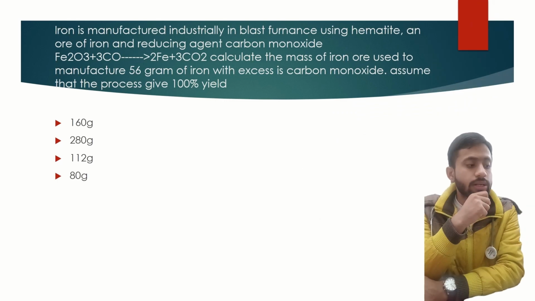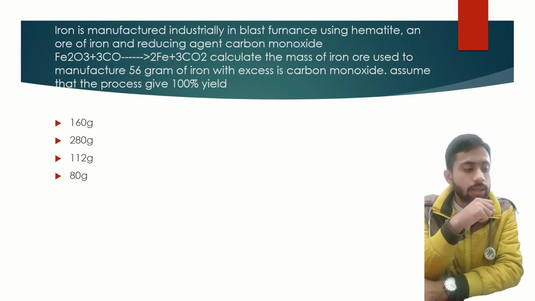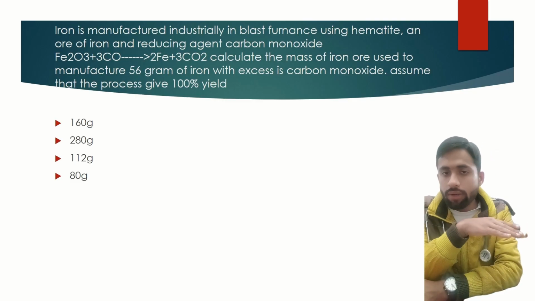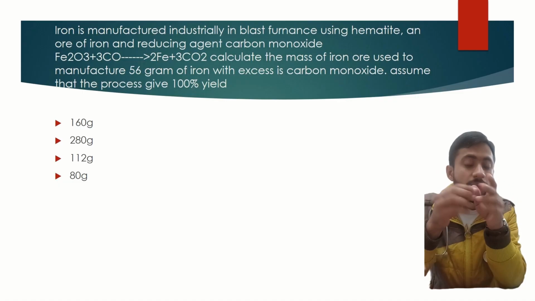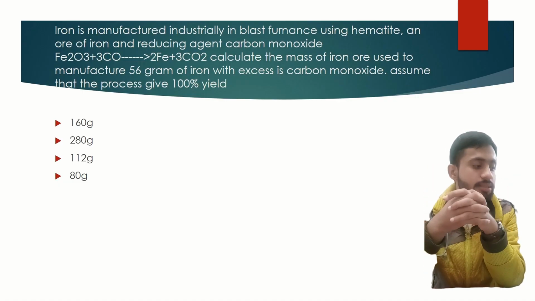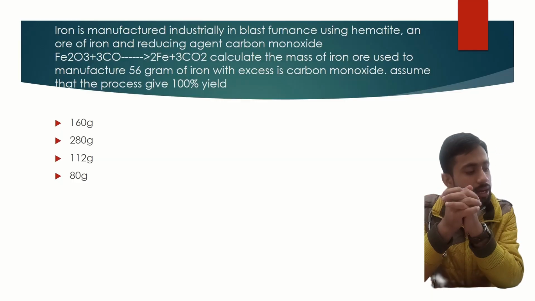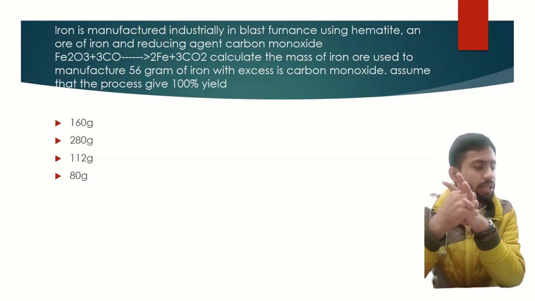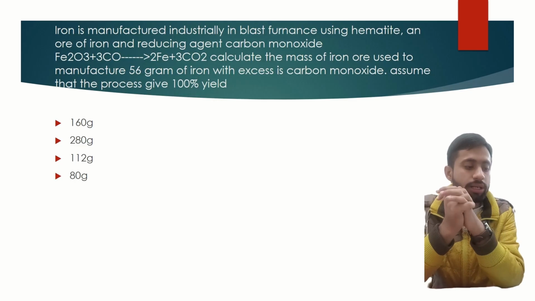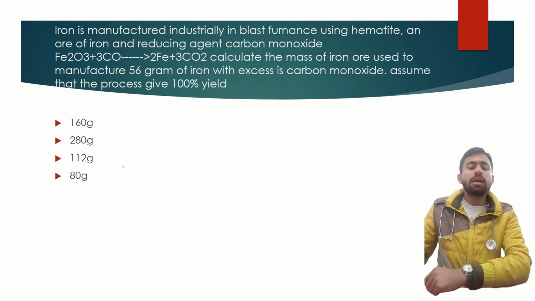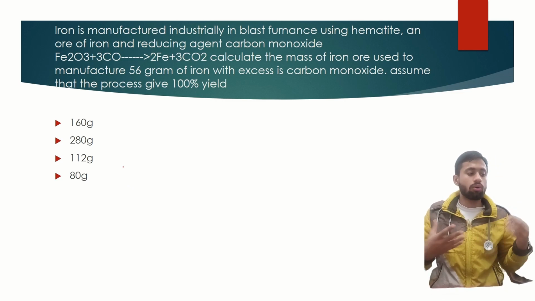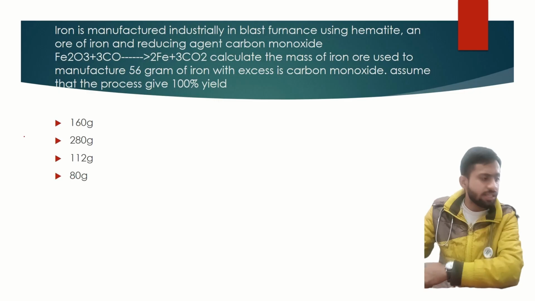Oh, that's a big statement. Iron is manufactured industrially in a blast furnace using hematite, an ore of iron, and reducing agent carbon monoxide. Okay, the equation is also given. Now let me ask you, what is the molar mass of iron? It is 56. The equation is balanced, we don't need to do anything. Calculate the mass of iron ore used to manufacture 56 gram of iron in excess of carbon monoxide. Okay, this is a part 1 video MCQ that's too easy for us.